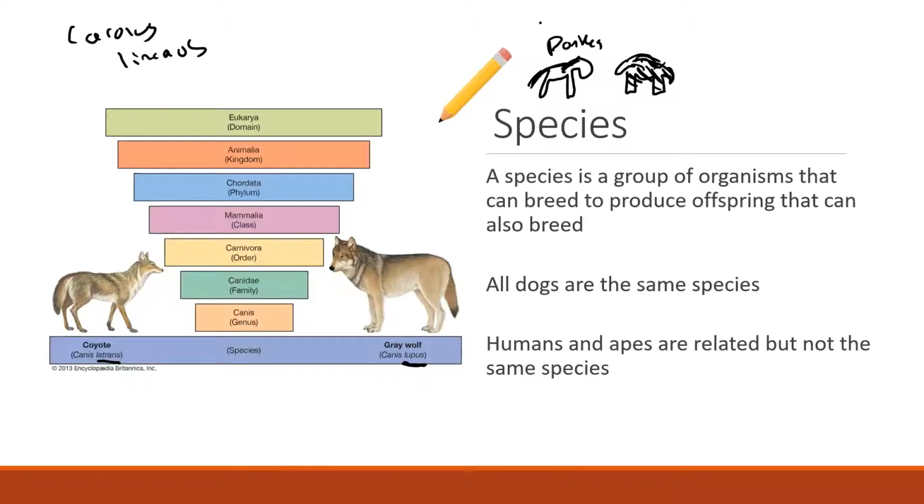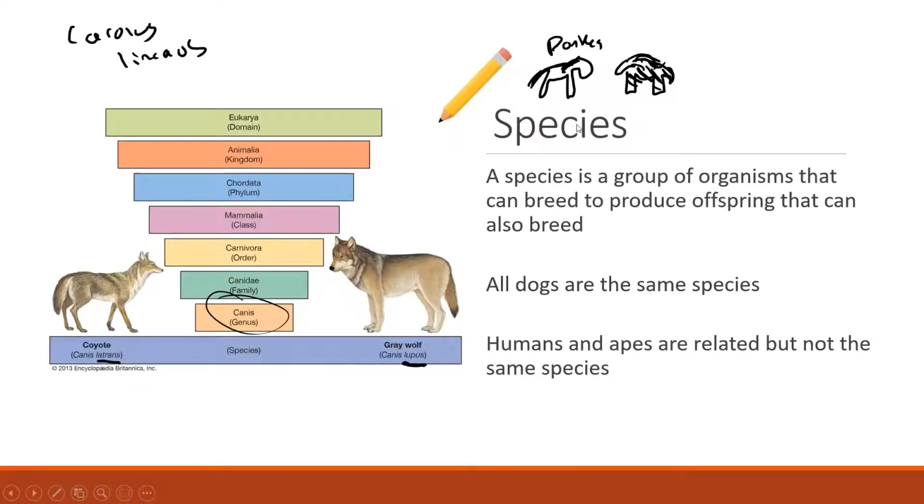Now, I put this last bit here because I knew I was going to get questions from someone. Humans and apes are related, but they're not the same species. That means that we can't have offspring with apes. That's because we're in the same family, but we're not the same species.